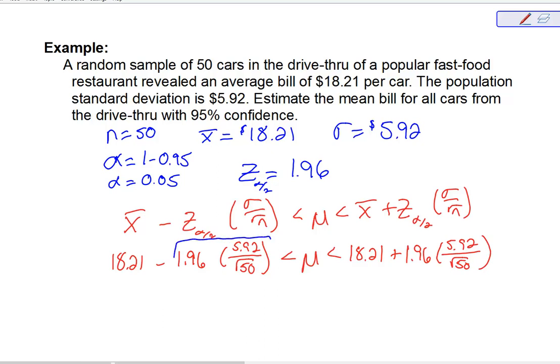Now if I solve this portion right here, 1.96 times 5.92 divided by the square root of 50, you'll notice that your sample mean is in 2 decimal places, so I'm going to go ahead and round my answer here to 2 decimal places, and that's going to be 1.64. 18.21, and it's going to be the exact same number over here.